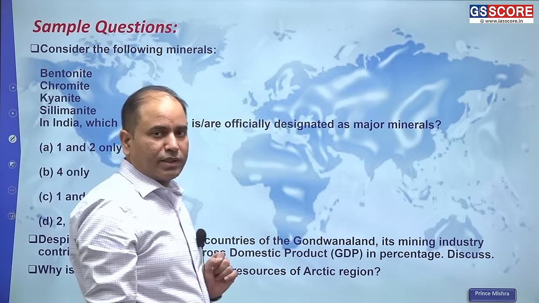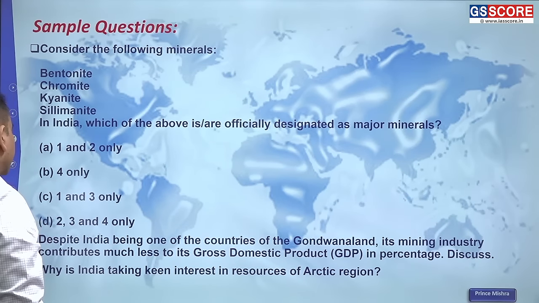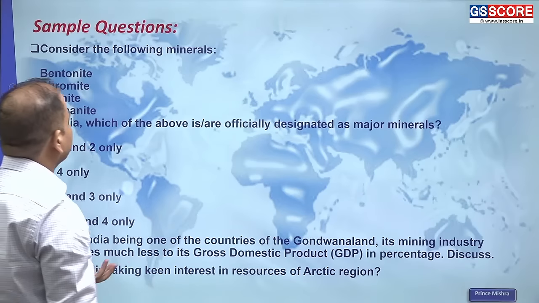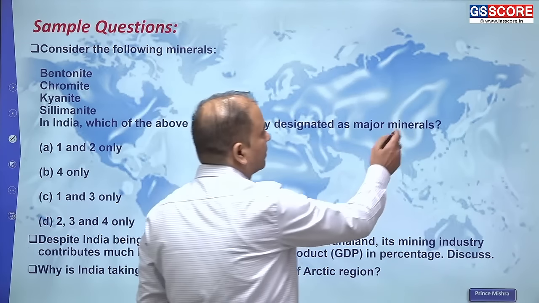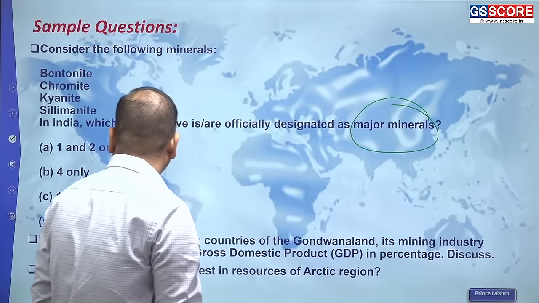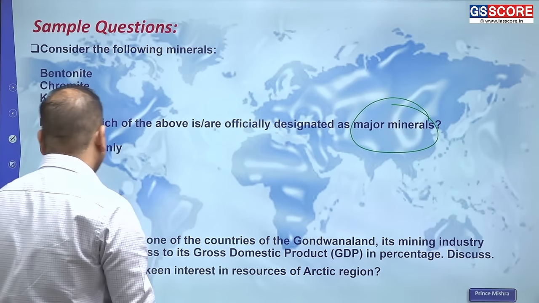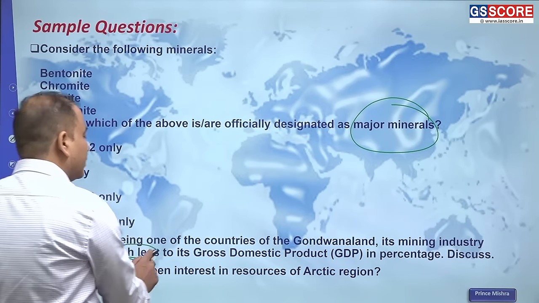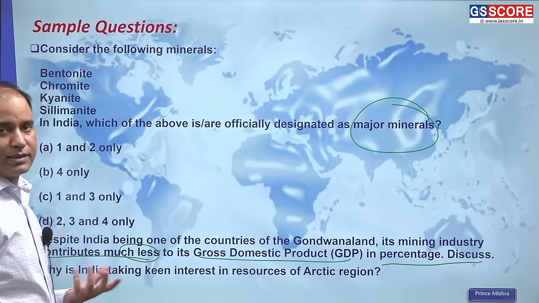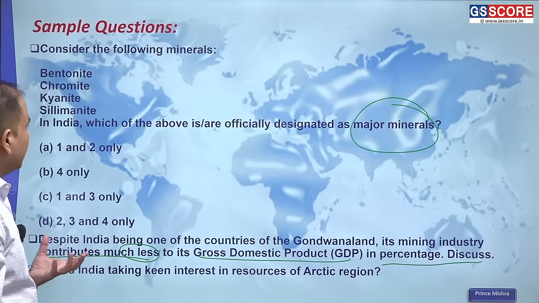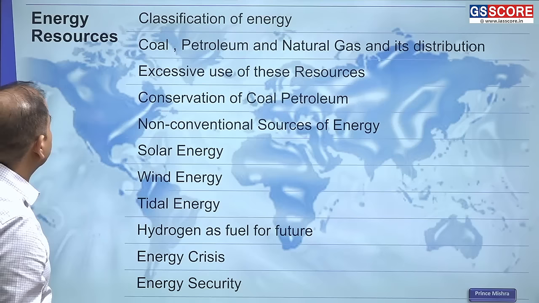Now if you look at the questions, they are regularly asked in your prelims examination and also the mains examination. Like, consider the following minerals: which of the above is/are officially designated as major minerals? So which is a major mineral, which is a minor mineral? Despite India being one of the countries of Gondwana land, its mining industry contributes much less to its gross domestic product. Discuss. So why is our mining performance not that high? Why is India taking keen interest in the resources of the Arctic region?